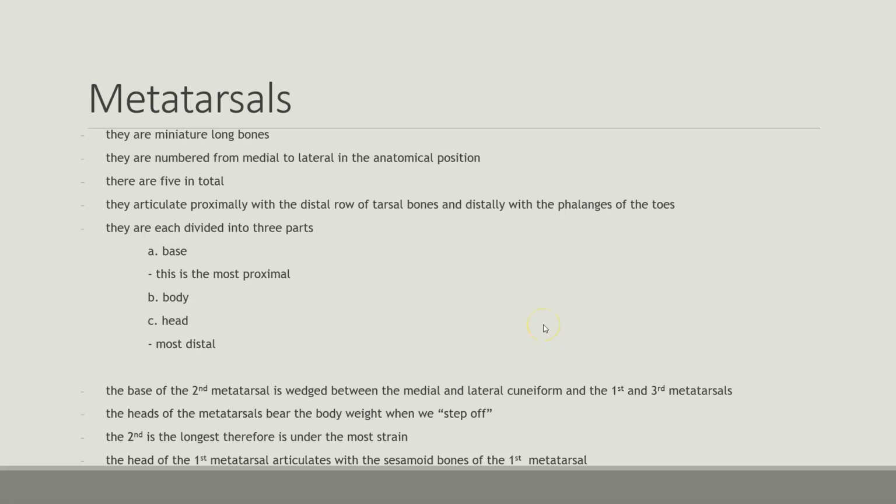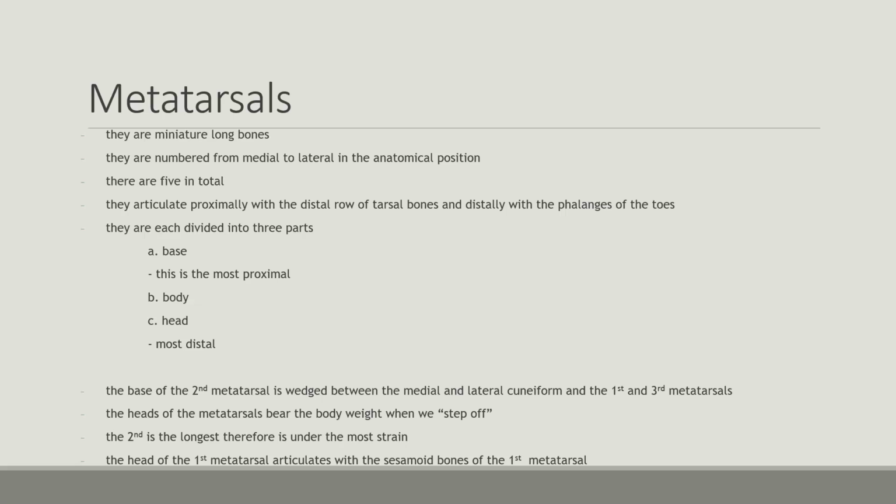The metatarsals, they're just like the metacarpals. They're miniature long bones. They're numbered from medial to lateral in the anatomical position. So whereas the digits in the hand are numbered from lateral to medial, in the foot they're numbered from medial to lateral, with obviously the great toe as 1 and the little toe as 5 and all the way across. There are 5 in total, just like in the hand there are 5 fingers. They articulate proximally with the distal row of the tarsal bones and distally with the phalanges of the toe.